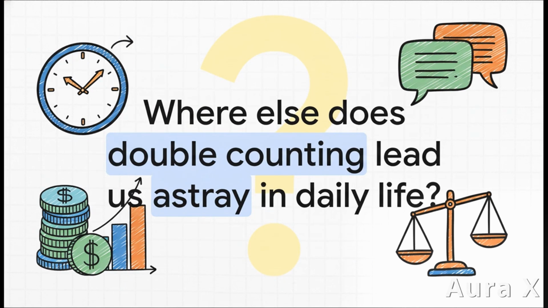And that kind of leaves us with one last thought. This whole idea of correcting for overlaps goes way beyond math and engineering. Think about it. When you're planning your week, you have to account for tasks that might overlap. When you're making a budget, you have to make sure you're not counting the same expense under 2 different categories. So where else in your life does this simple mistake of double counting lead you astray?